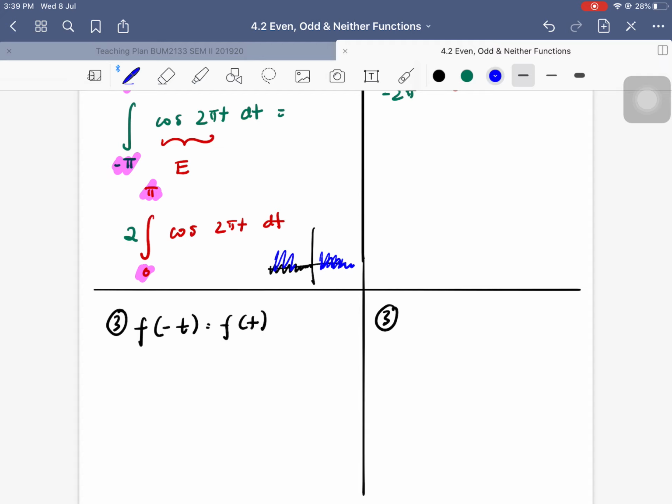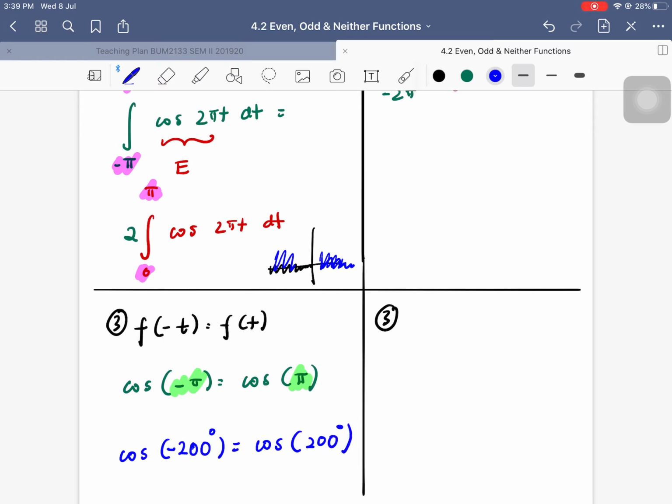So what do I mean by that? For example, let's say I have cos of negative pi, so the value is going to be the same as cos of pi. You can try this by using your calculator. So that's going to be what happened. Whether the angle is negative or positive, the value will be exactly the same. Or if I were to give you another example, if I have cos of negative 200 degree, it will give us exactly the same value as cos of 200 degree. So this can help your calculation later when we start with the Fourier series. And that is going to be for even function.